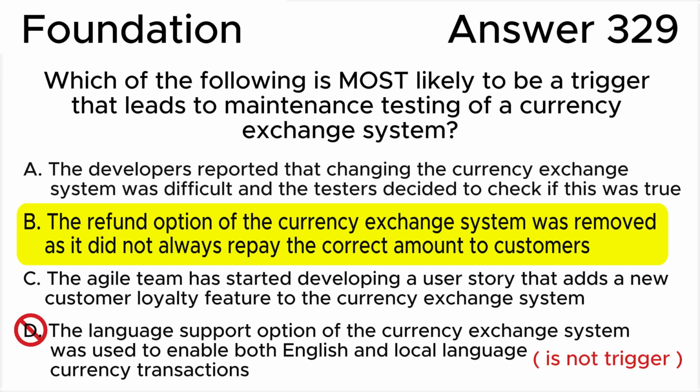Answer D is invalid. A reconfiguration of the currency exchange system to support both the local language and English currency transactions is not a system modification, a change to the operational environment, or a system retirement, which are the three triggers for maintenance testing. My recommendation: you need to know the 3 triggers for maintenance testing to pass the ISTQB Foundation Level exam.